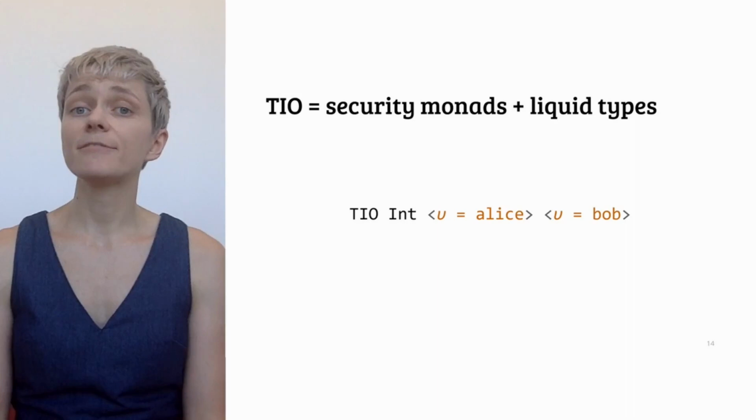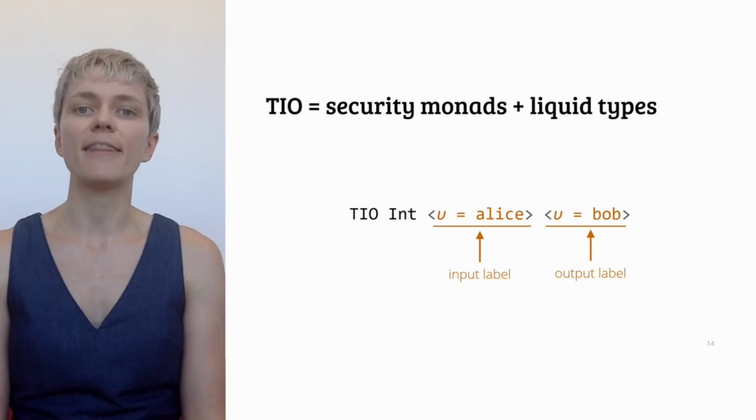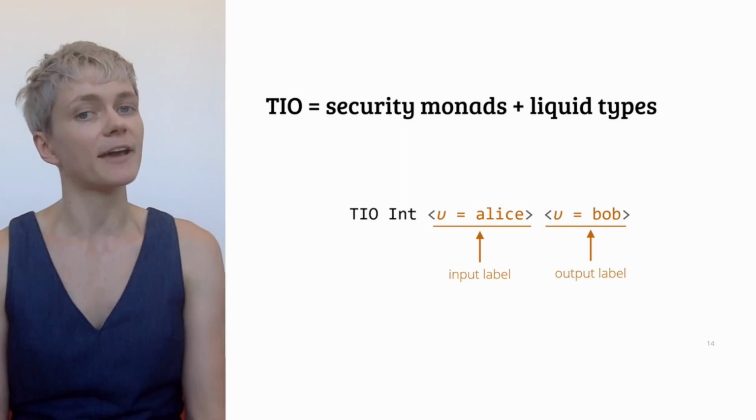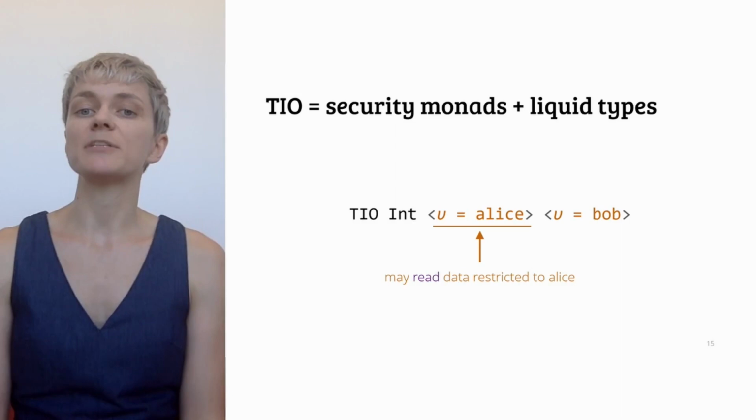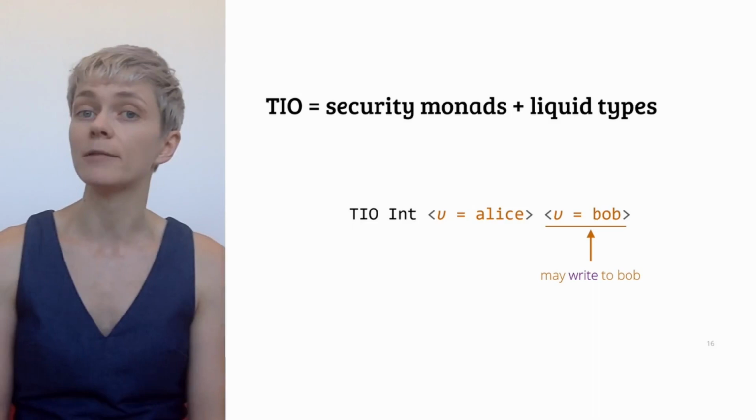In LIFTY, the security level is recorded in the TIO type itself. Apart from the return type, TIO is parameterized by two refinement predicates, the input and the output label, which specify the security levels of the input and output effects of a TIO computation. More precisely, the input label specifies the set of users that are allowed to see the data read by this computation. The output label specifies the set of users who will see the data written by this computation.